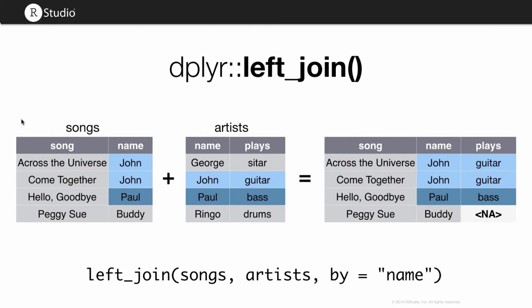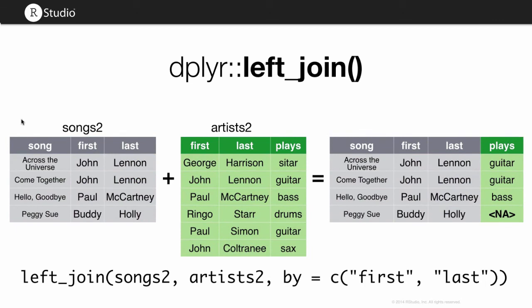Left joins aren't the only way to join data together in an intelligent fashion. You could do a right join. Well, this would be the syntax for if you want to join based on two columns, both first and last. Use the c to make a vector of column names and pass that to by.